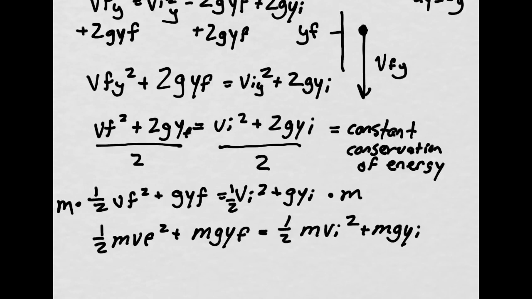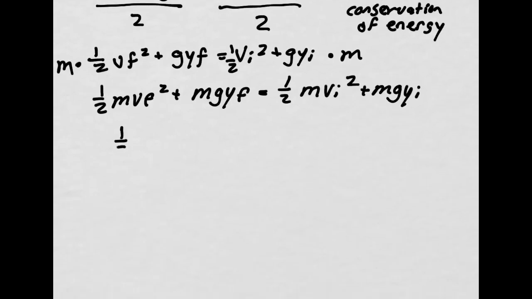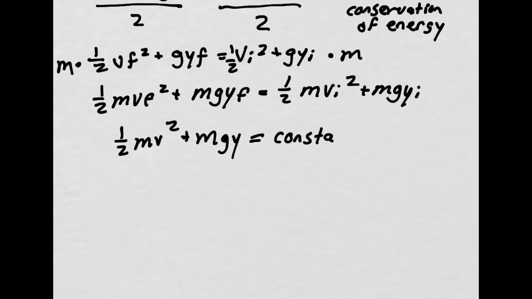So, 1/2 mv squared plus mgy is a constant value. And this is the law of conservation of energy.